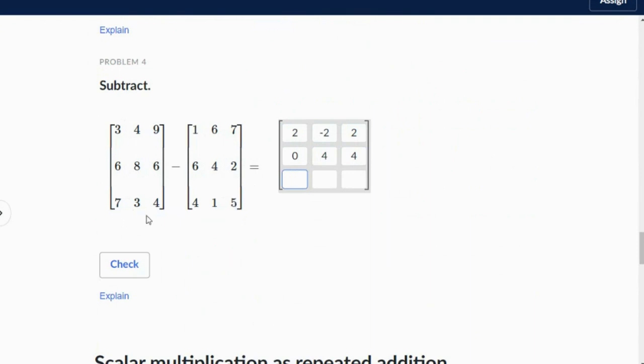Finally, we have 7, 3, 4 in matrix A. We have 4, 1, 5 in matrix B. So subtracting the 7 minus the 4. Oh, Madison got it for us. She says 3, 2, and negative 1 because we have a 4 minus 5. All right, let's check our work. Fabulous.